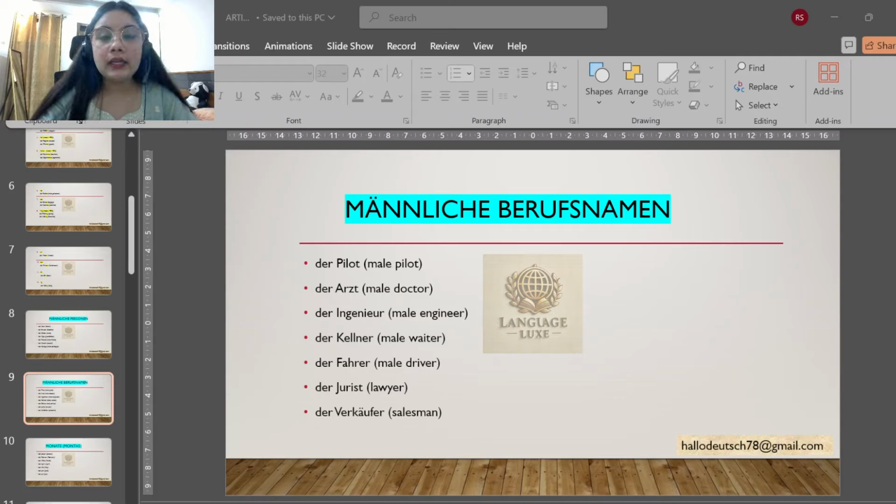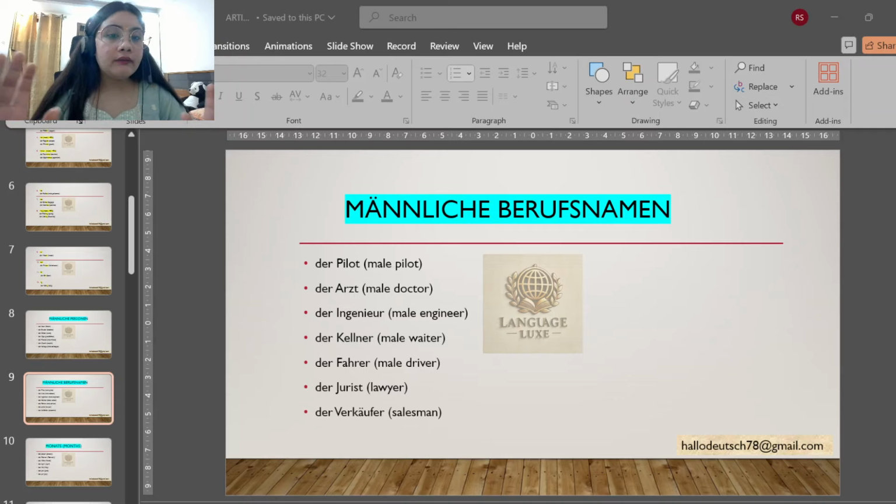Der Ingenieur. Der Kellner. Kellner is male waiter. Der Fahrer, Fahrer, male driver. Der Jurist, der Jurist is lawyer, male lawyer. Then comes der Verkäufer, der Verkäufer, that is salesman.